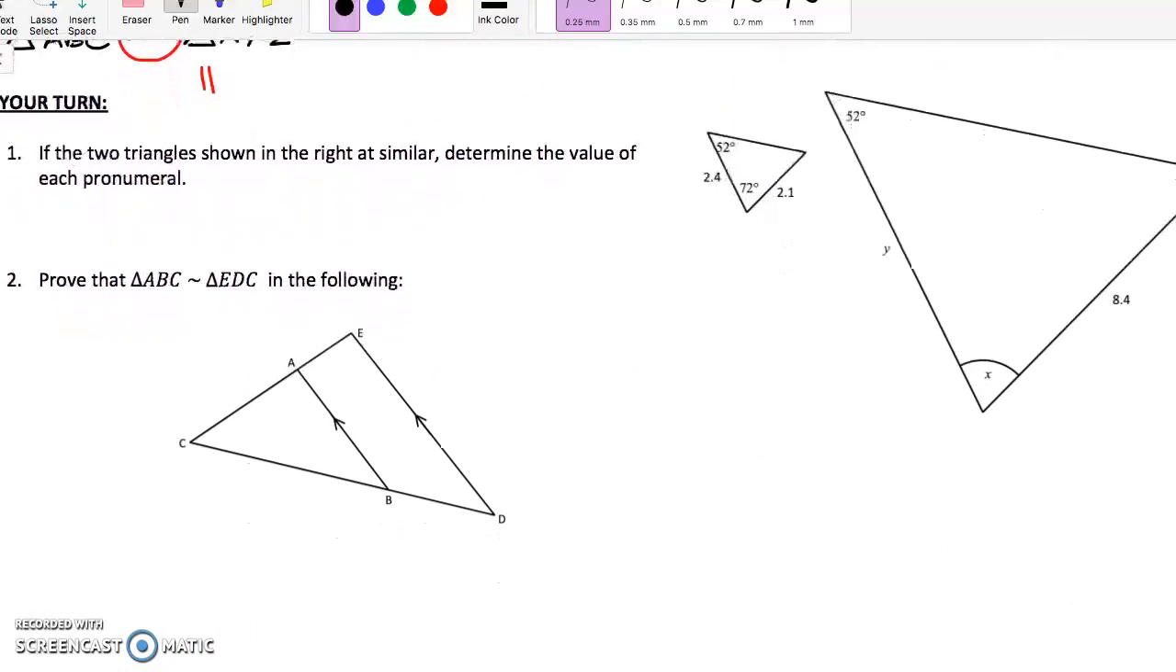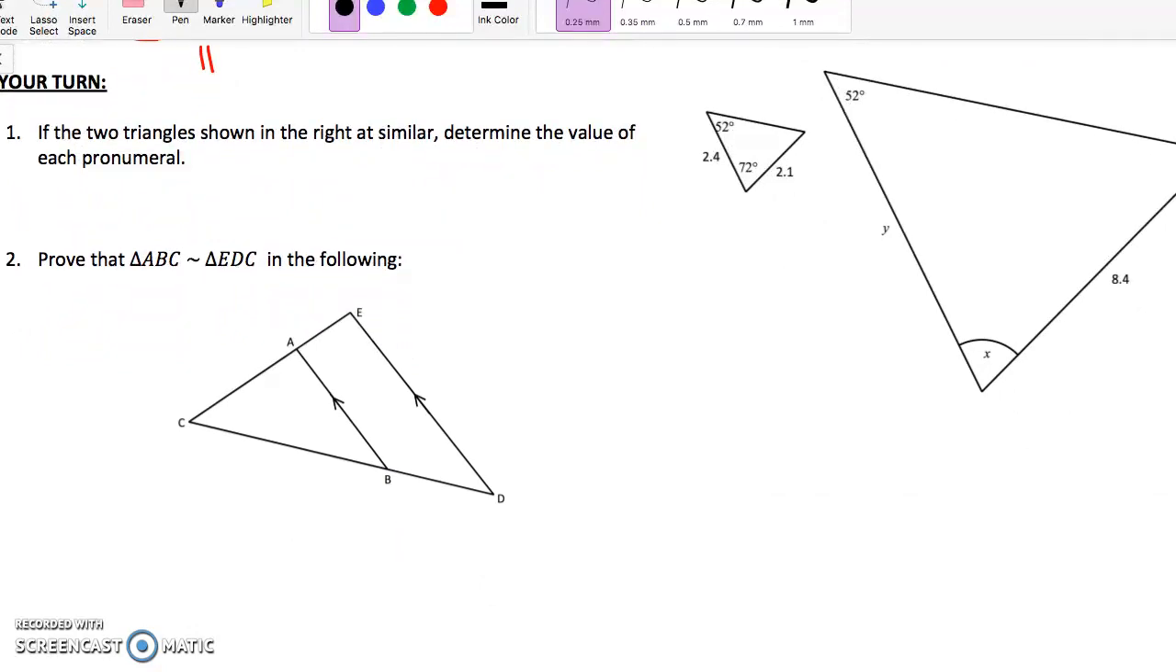So now it's your turn. What I'd like you to do is have a look at the following 2 questions. The first one is just to link up the sides and angles so you can determine the value of the missing x and y. And for the second one, to prove that triangle ABC is similar to triangle EDC. So have a go at those and bring your working to class.